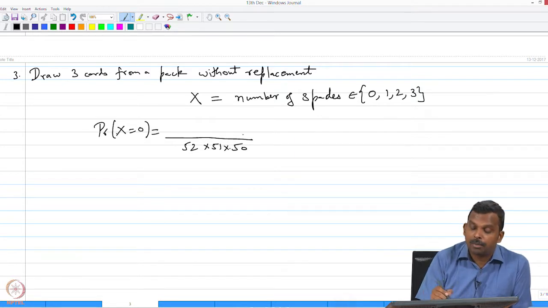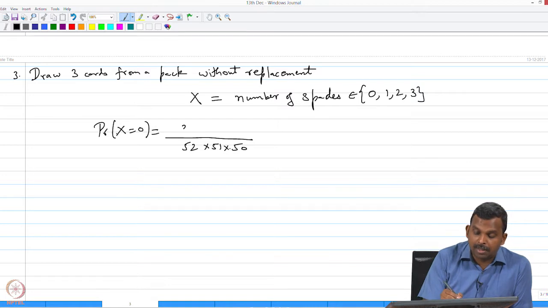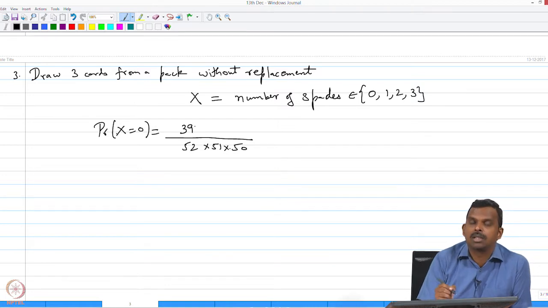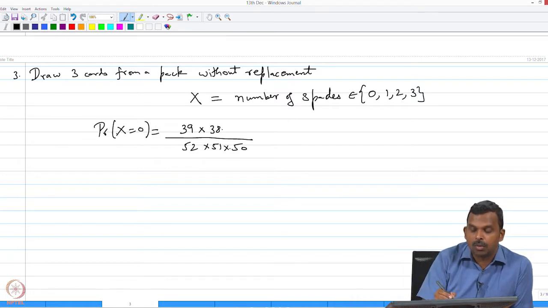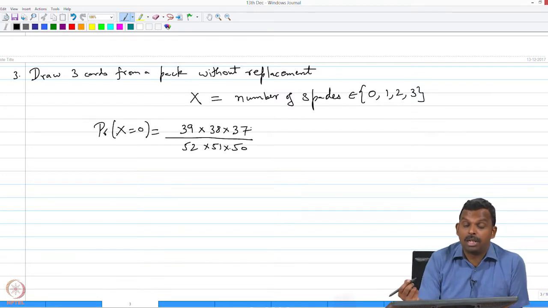Now, we have to find how many possibilities there are when you do not have any spades. Okay. So, if you do not have any spades, the first case is 39 because there are 39 cards which are not spades. Okay. And then once you have drawn a non-spade, what you have left is 13 spades and 38 non-spades, and you have to pick from the 38. Okay. And likewise, what is remaining finally will be 37. This is the probability that x equals 0. Okay. So, this is again a case of conditional probability, you can condition on the first event and so on.